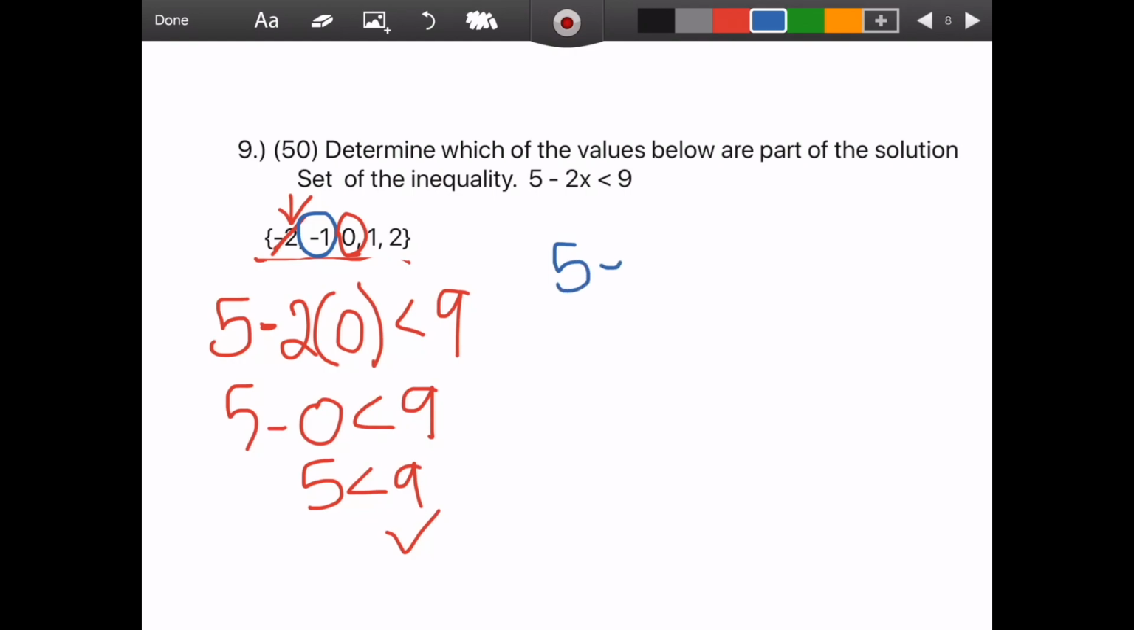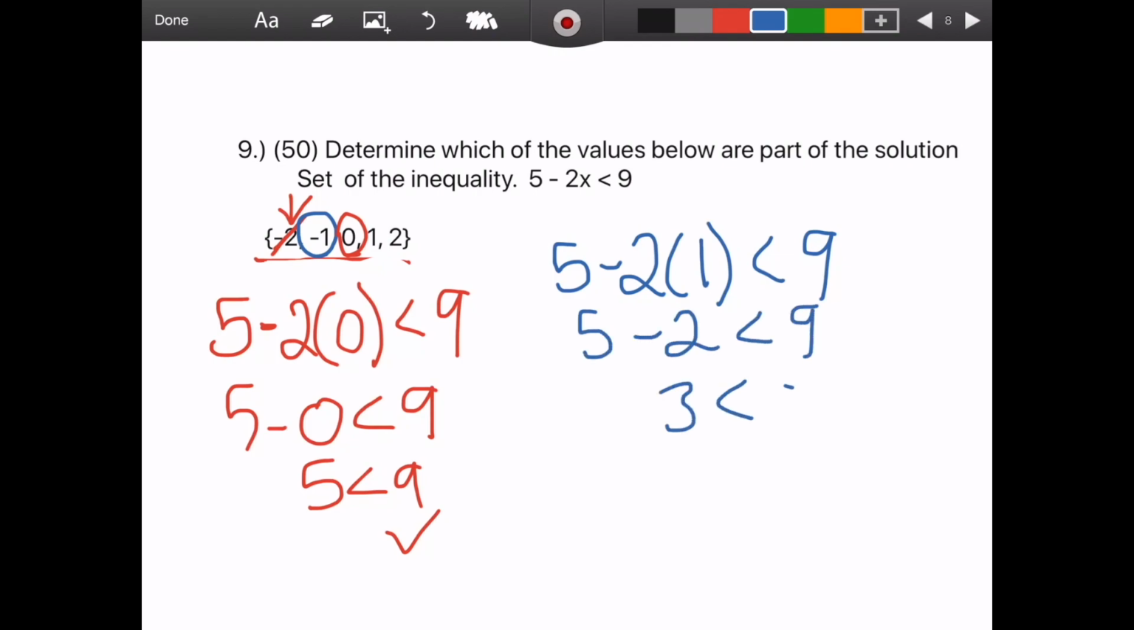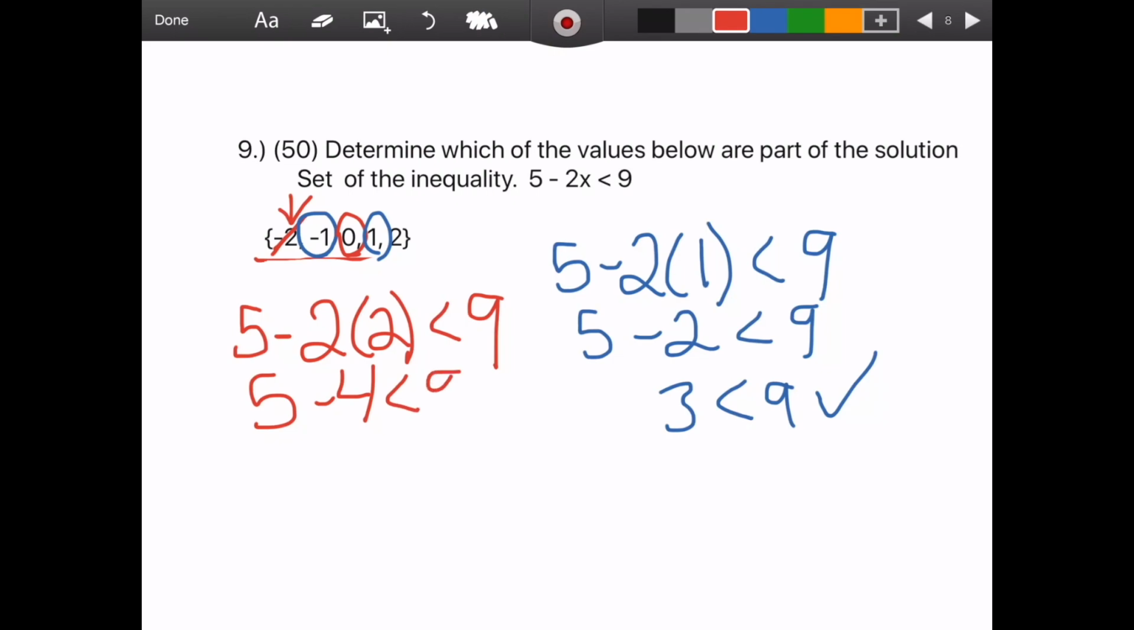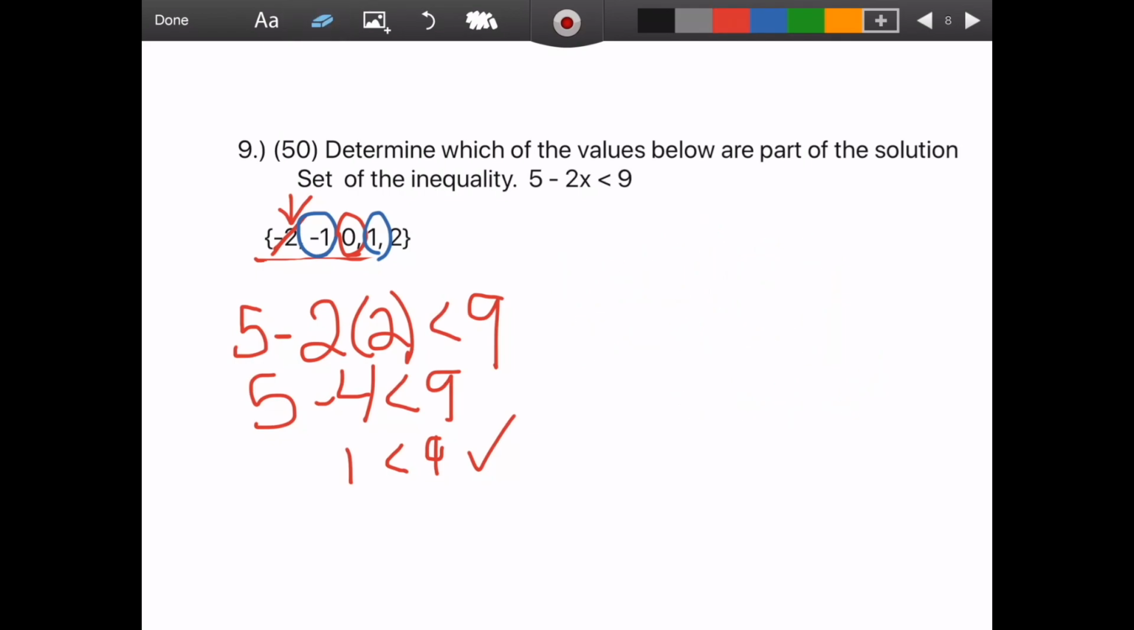So we have 5 minus 2, we're going to plug in 1, is less than 9. 5 minus 2, 3 is less than 9. That works. So again, that one works. And let's do our last one, which is 5 minus 2 times 2 is less than 9. 5 minus 4 less than 9. 1 is less than 9. That worked. So we would say our solution set for this is negative 1, 0, 1, and 2.